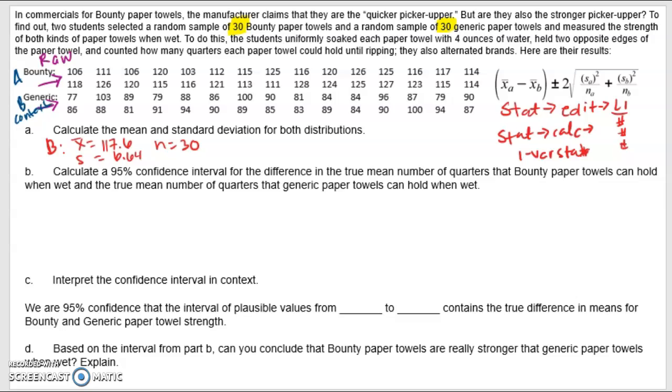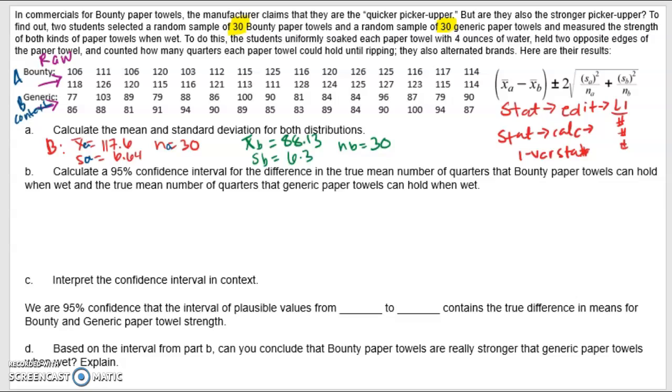So this is the mean of context A, the standard deviation of context A, and the sample size of context A. For generic, we repeat the process in the calculator to find those summary statistics, and I found that the mean for context B is 88.13, the standard deviation of context B is 6.3, and the sample size of context B is 30. From here, this is just like yesterday when we calculate the true difference in means between Bounty and generic paper towels.